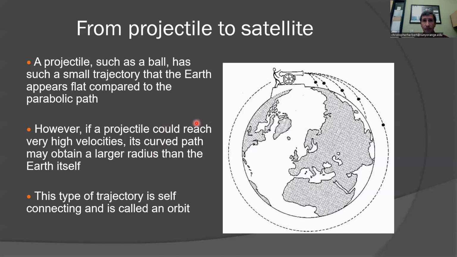We can imagine if we could give a projectile enough velocity, the curvature of its trajectory could become larger than the radius of the Earth, in which case the projectile will never hit the Earth again. It will simply orbit around the Earth. So again, a satellite is basically just a free-falling projectile, except the radius of curvature is so great that it never intersects with the surface of the Earth.